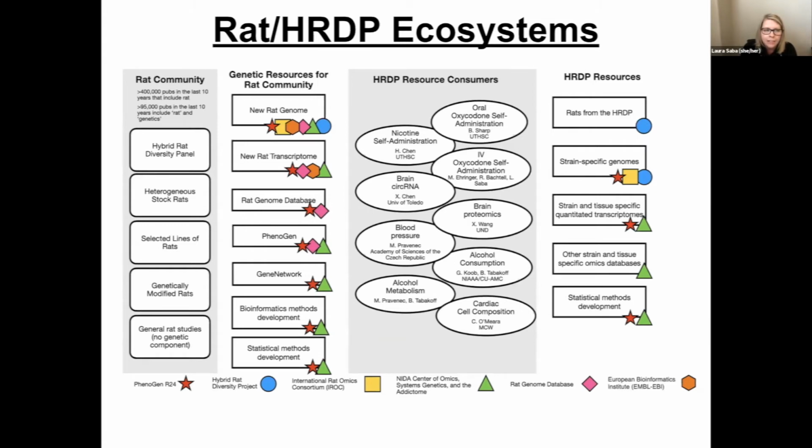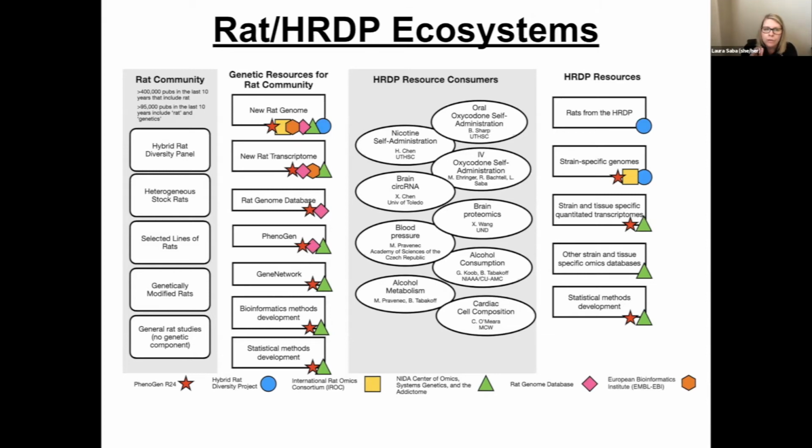So on the left side of the graphic, I'm talking about the rat community. So there's the hybrid rat diversity panel, heterogeneous stock, selected lines, genetically modified, and then other general rat studies. There are a lot of people using rats, and I have just named a number of populations. By no means are some of these better than others, but I think they're all giving different aspects of genetics and traits and phenotypes and how to put them all together. So really taking advantage of all these resources will build a much more in-depth picture.